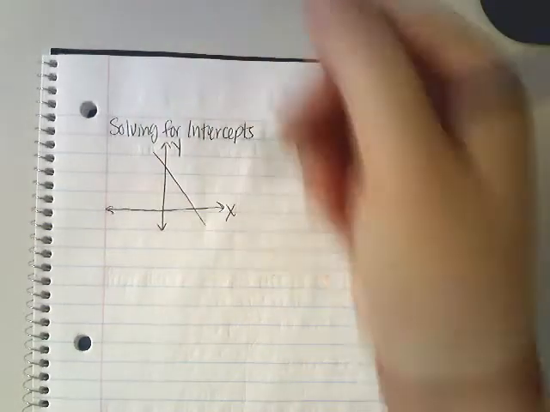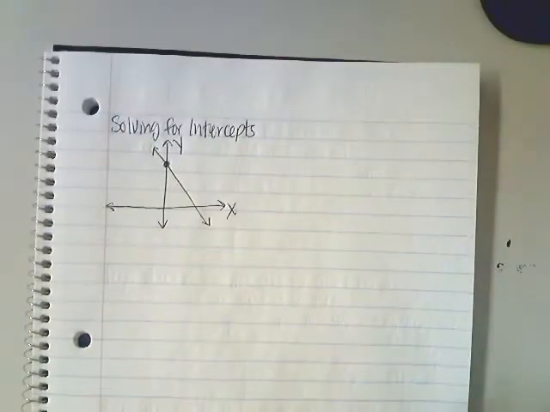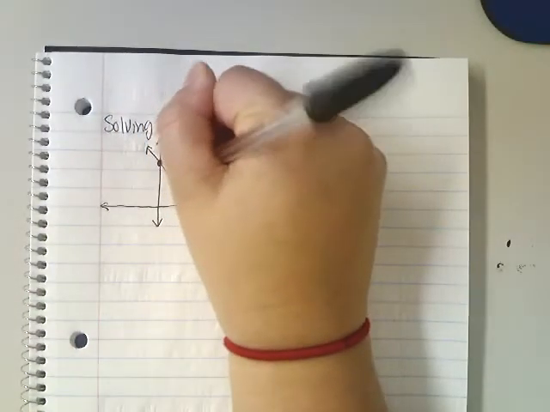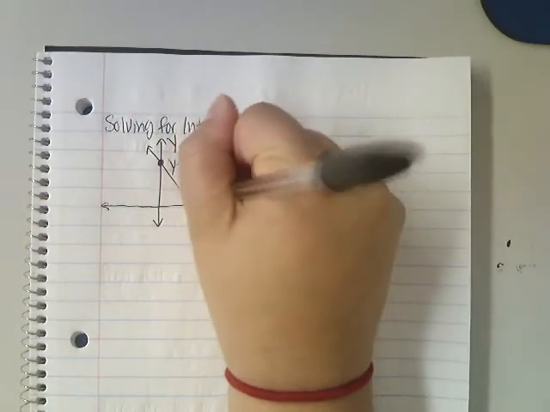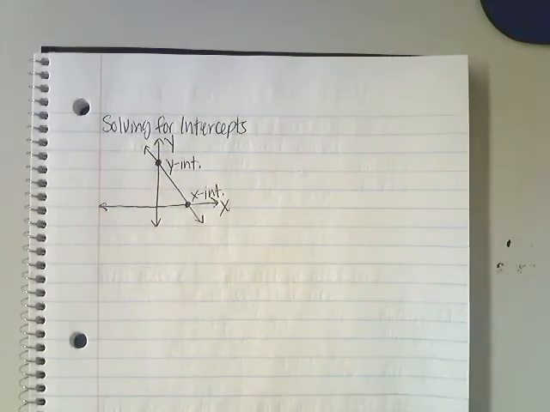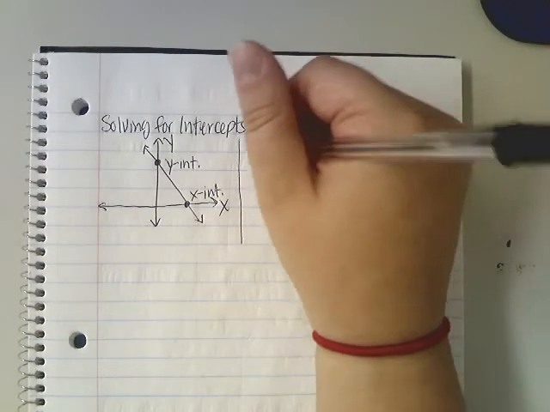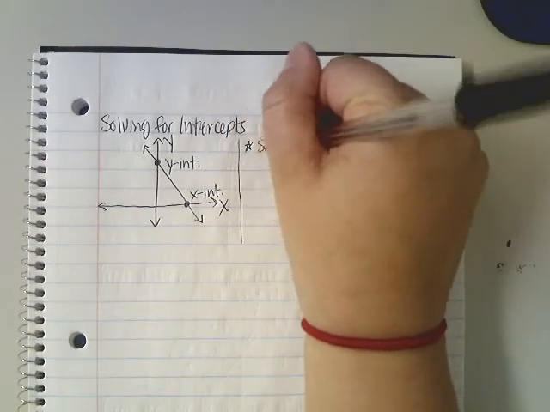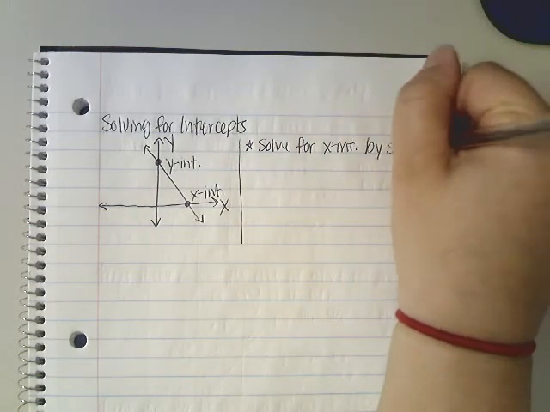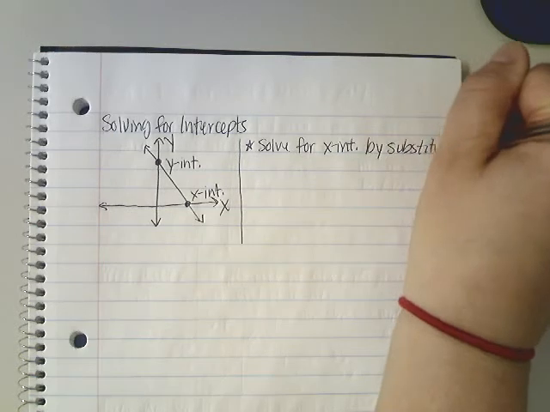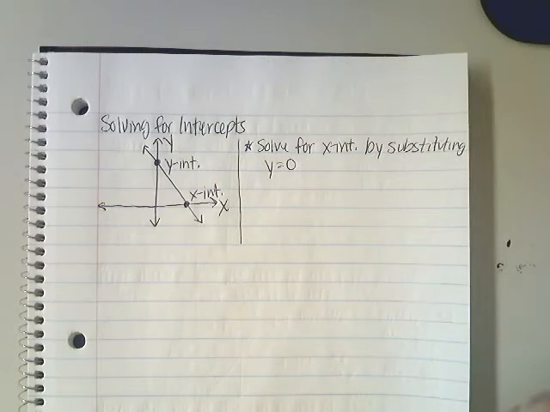If we had a linear function that went something like this, then that point where it crosses the y-axis is our y-intercept, which I will abbreviate. The point where it crosses the x-axis is our x-intercept. So the key points here, when you're solving for the x-intercept, by substituting y equals 0, or plugging in 0 for y.